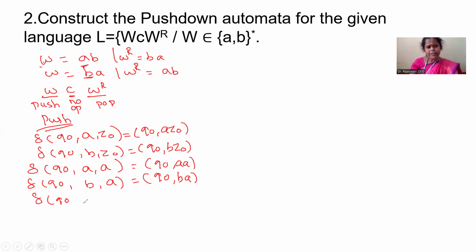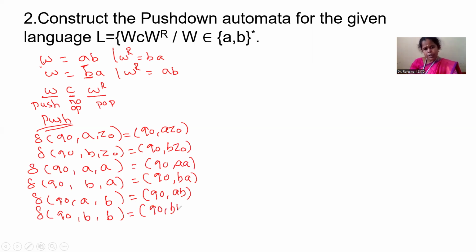We have to write the transition function for all the combinations. Suppose the top of the stack consists of B and A is the input symbol, then it should be (q0, AB). Transition function of q0 with the top of the stack B and the input symbol also B: in that case, what are you doing? We have to perform the push operation, (q0, BB). All right, is it clear to everyone?